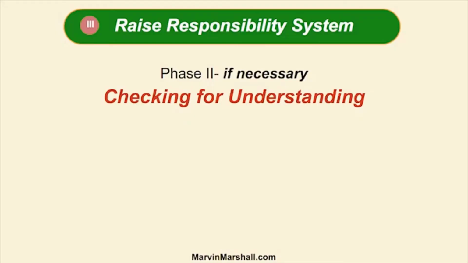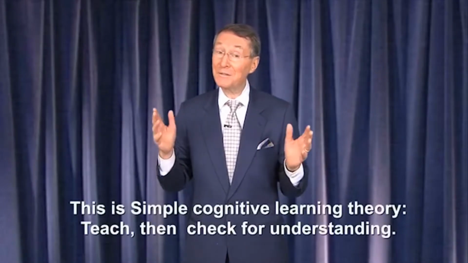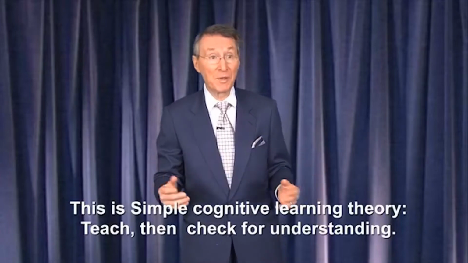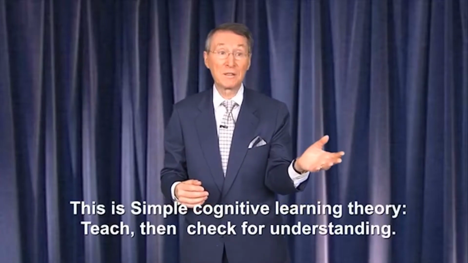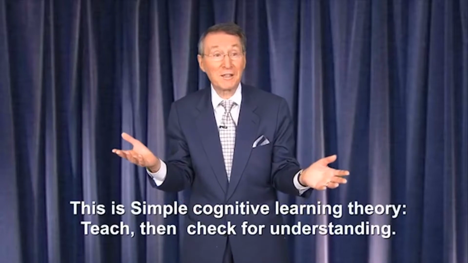So the situation is, going back to the raise responsibility system, you've taught the levels. Now a youngster has acted in an inappropriate level. We're going to use simple learning cognitive theory. You do it all the time. You teach something and then you check for understanding to see if the youngster understands or has learned what you taught. And that's what this is.